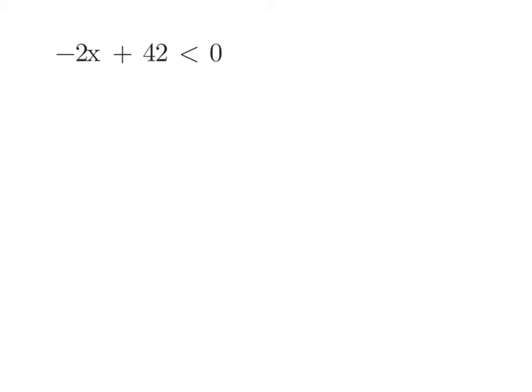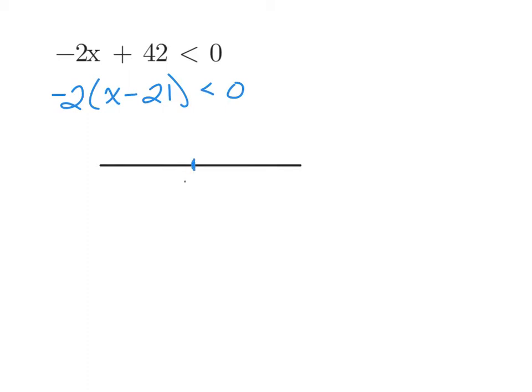If we wanted to solve the inequality -2x + 42 < 0, I know that you could do this algebraically, but if we want to do this using a sign chart, the very first thing that we should do is factor it completely. So to do that, I'm going to factor out the -2, and we'll be left with x - 21 < 0. Then we're going to use a sign chart to help us solve it. Now, remember, with creating a sign chart, we need to identify all of the zeros, and in this case, there's only one. That'd be 21.